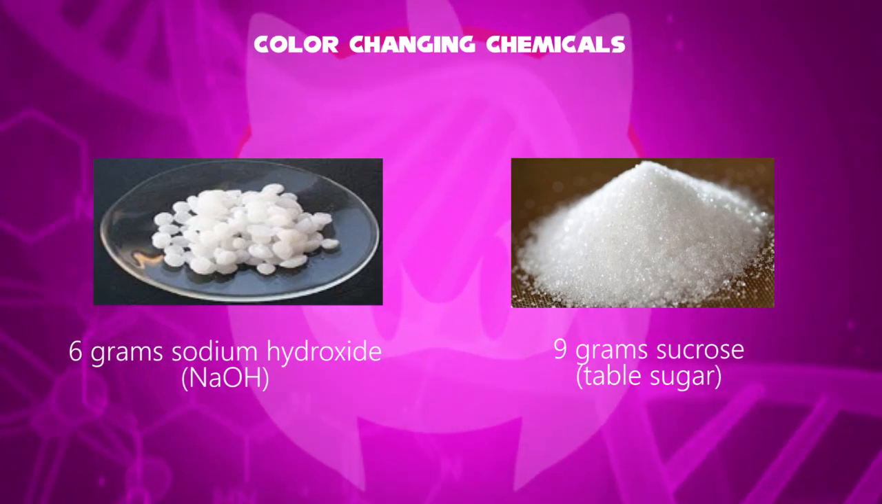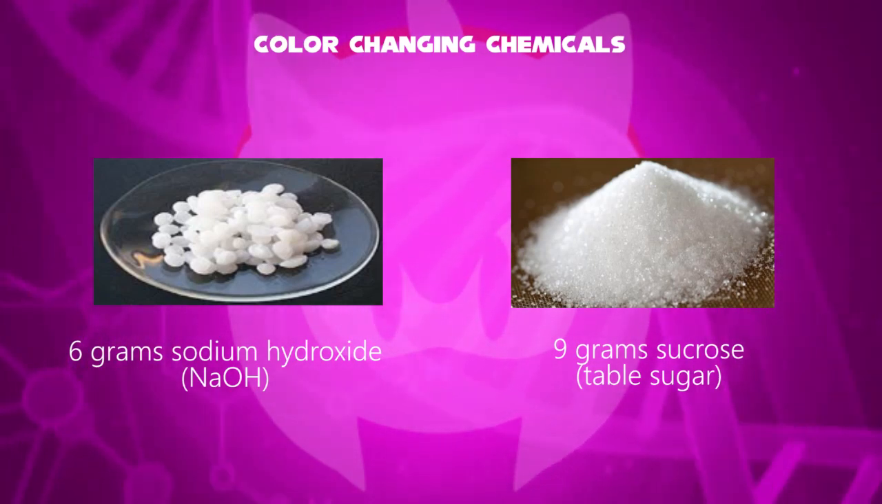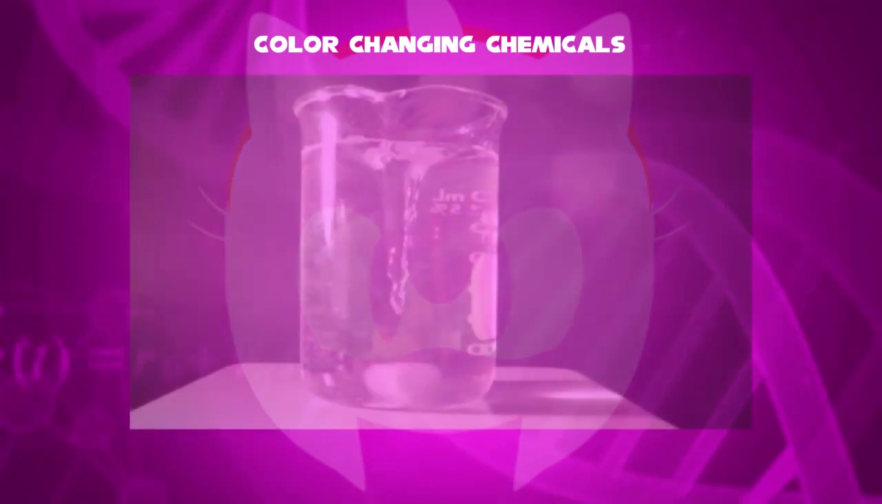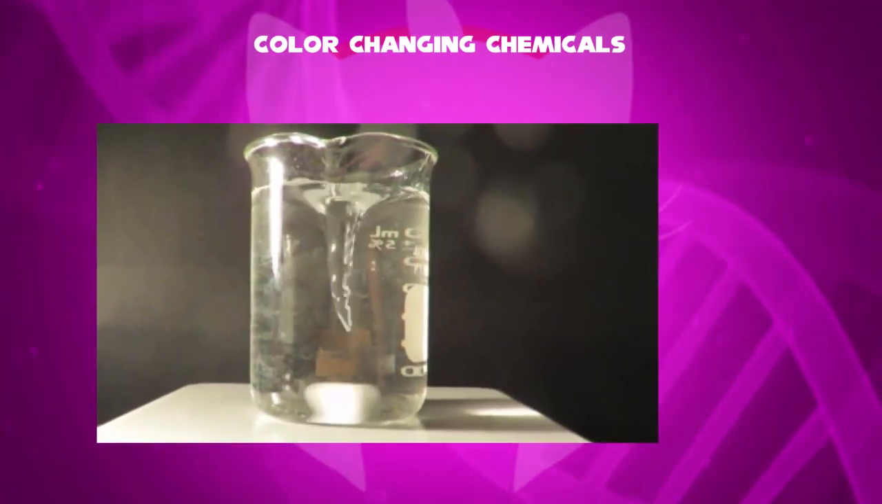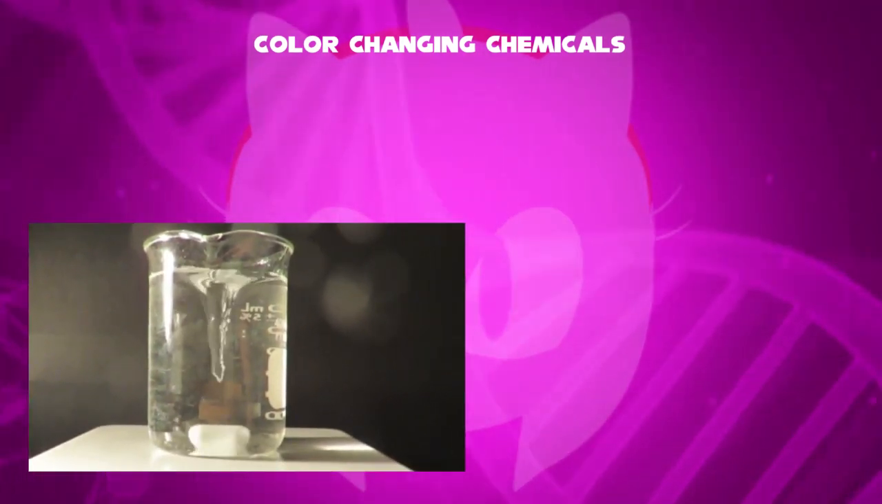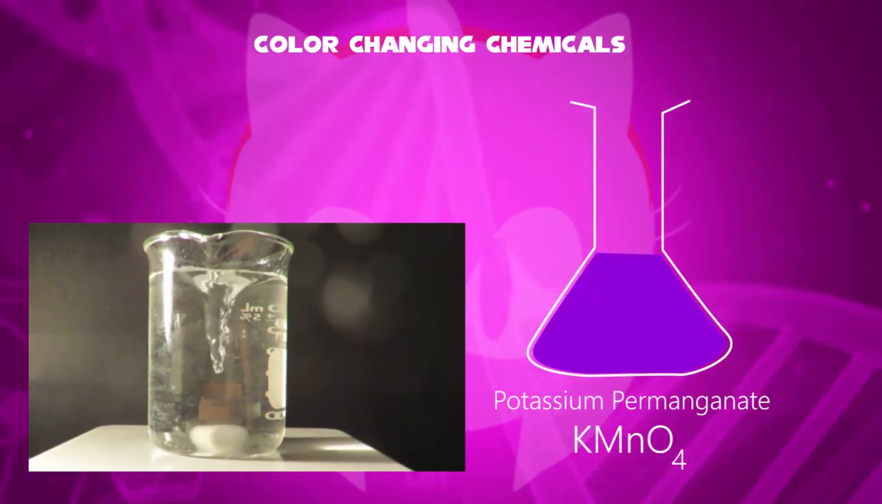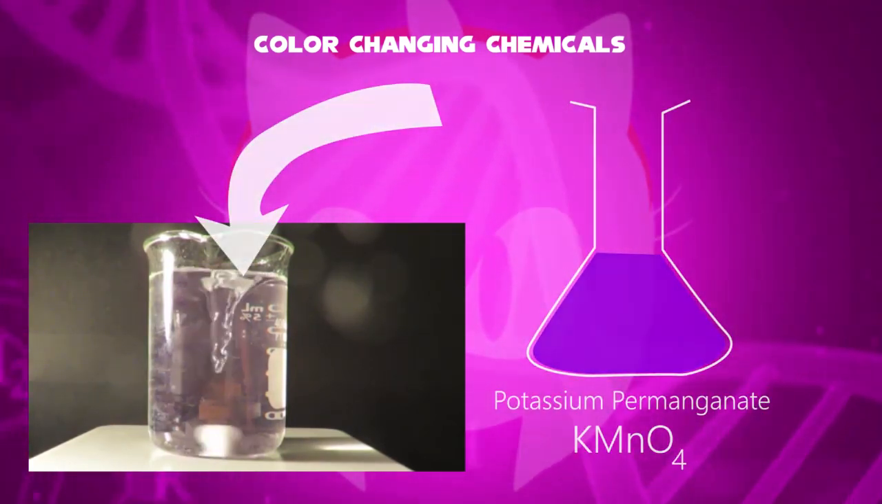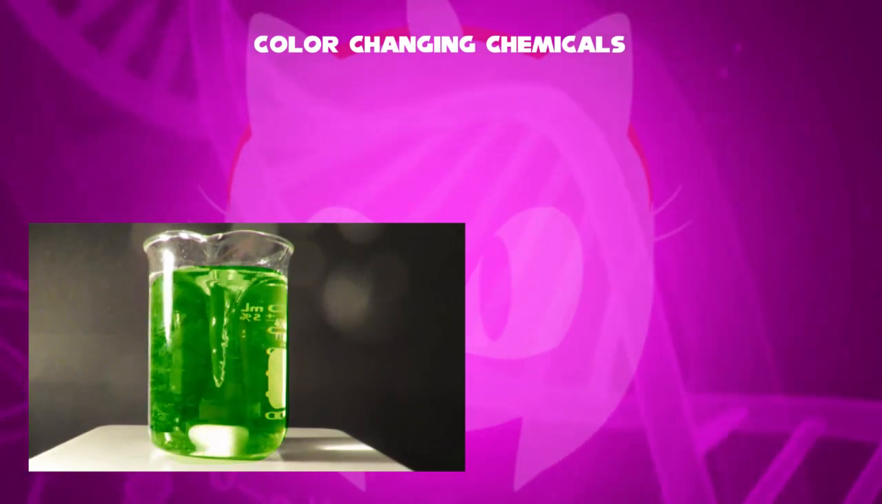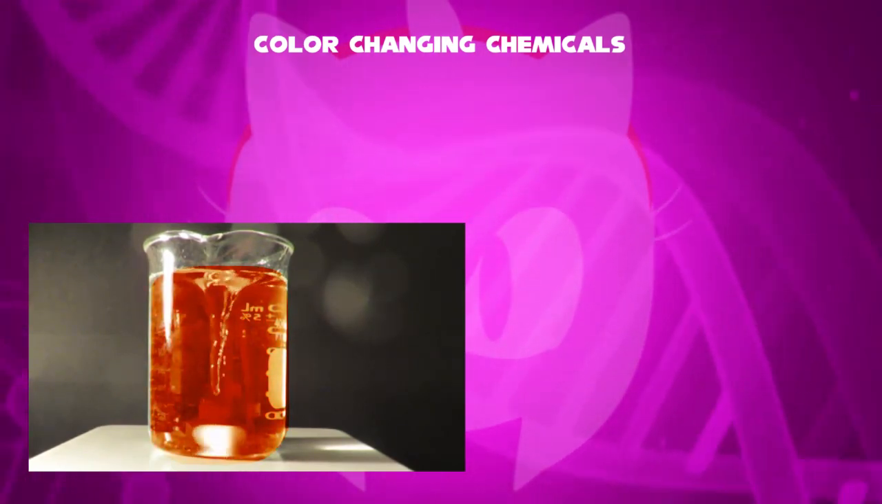If you add more than 9 grams of sucrose, the color change will be quick. Then finally add potassium permanganate, KMnO4. Potassium permanganate is purple in color. We can now pour this into the stirring hot water, then it becomes blue, and again changing, it becomes green, then all the way up to orange.